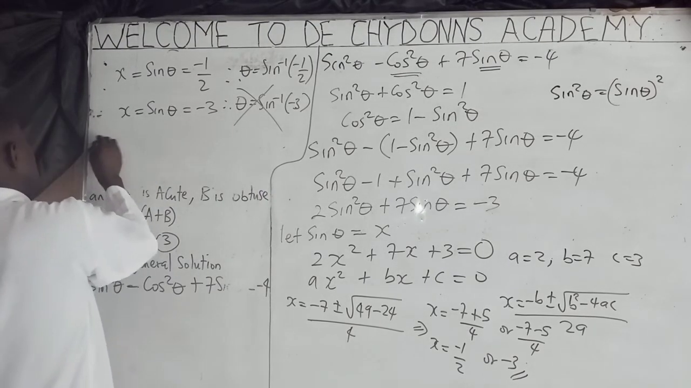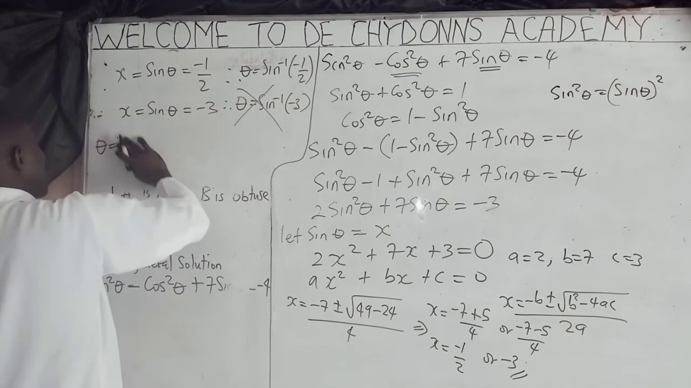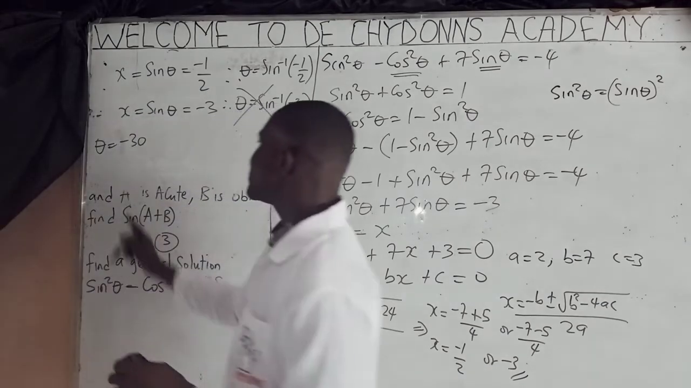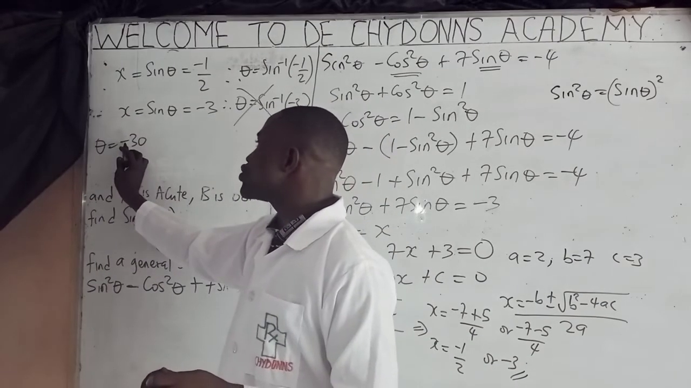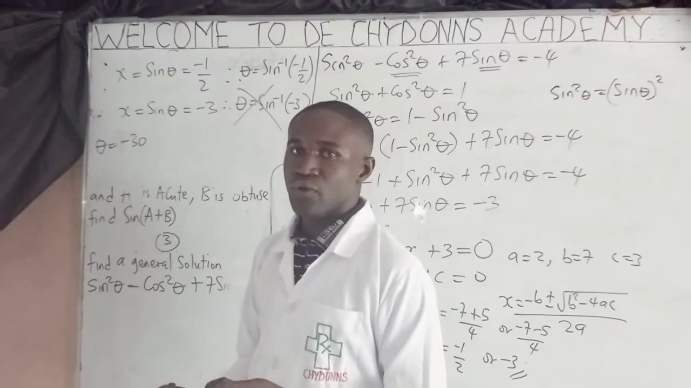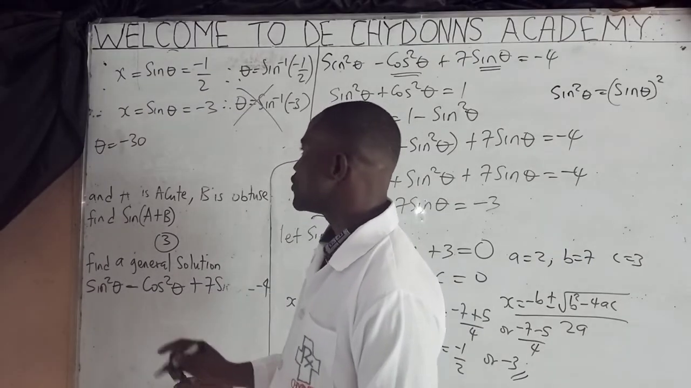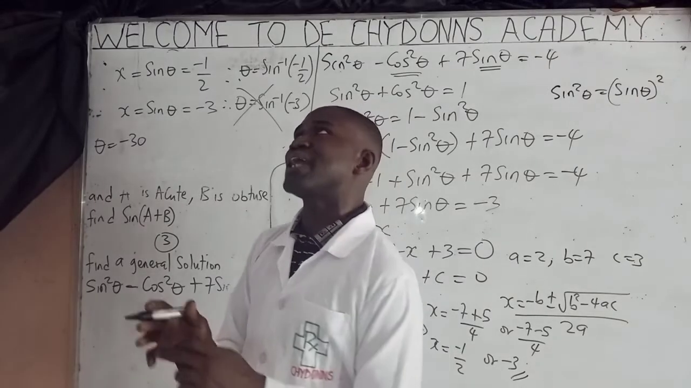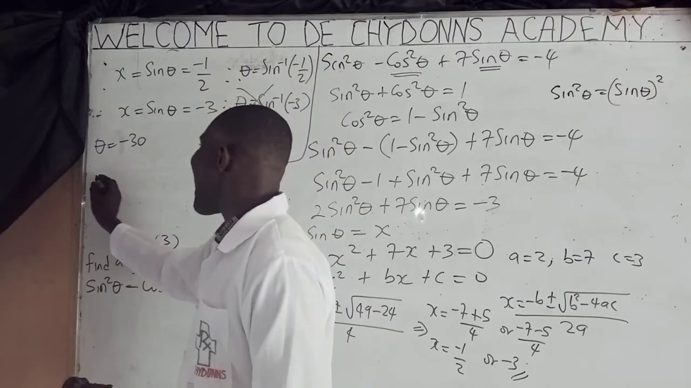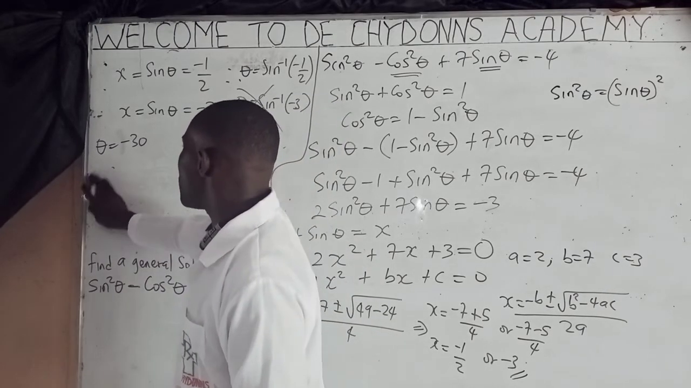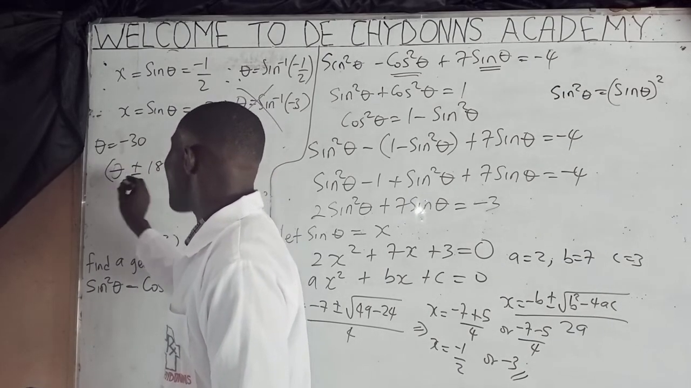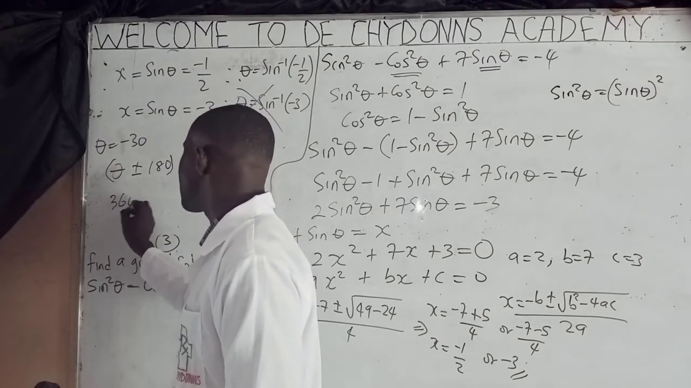Theta equals sine inverse of minus 1 over 2, which will give you minus 30. Then, since theta is minus 30, this minus tells you to go to the quadrant and pick out where signs are negative. Where do we have sine to be negative? Sine is negative in the third quadrant and in the fourth quadrant. In the third quadrant, I have theta plus or minus 180, whereas in the fourth quadrant, I have 360 minus theta.